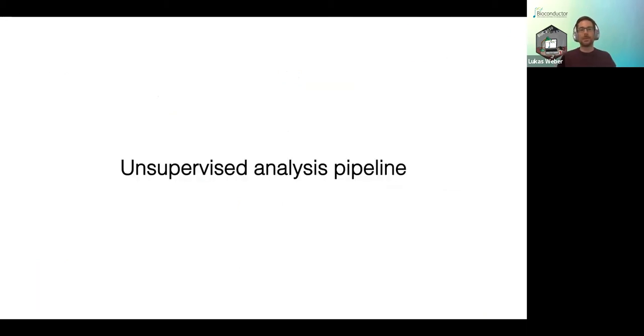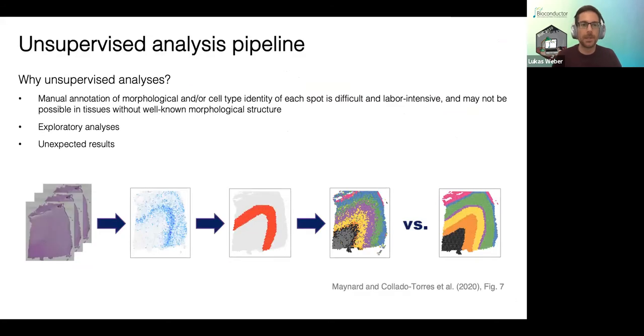Now, in the unsupervised analysis pipeline, this was what I worked on together with my advisor, Stephanie Hicks. So why do unsupervised analysis? The reason is, in this project, we had our collaborators doing manual annotation of those spots to the known layers. This is very labor-intensive work, and in other tissue contexts might not be possible at all if there's not a known morphological structure, for example. So having an unsupervised analysis method lets us do exploratory analysis as well and look for unexpected results.